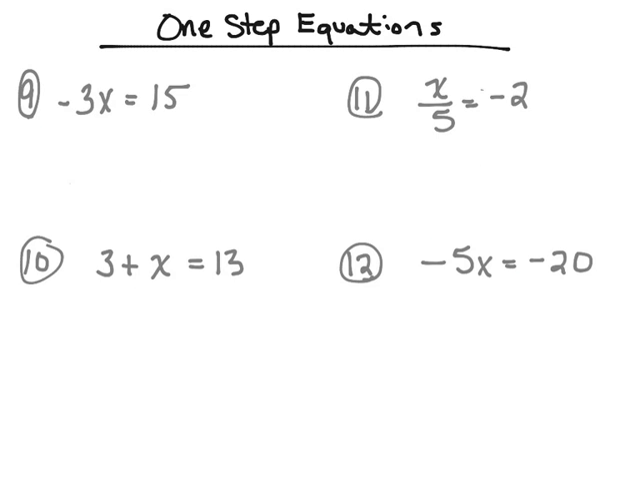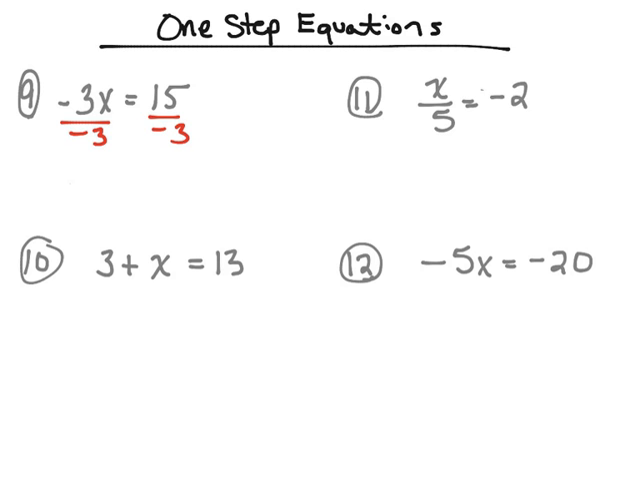Here we have number 9. Negative 3x is equal to 15. Some number multiplied by negative 3 will equal 15. Question is, what is that number? Well, as we saw earlier, we're going to go ahead and do the opposite. So here we're multiplying by negative 3. So the opposite of multiplying by negative 3 is to divide by negative 3.